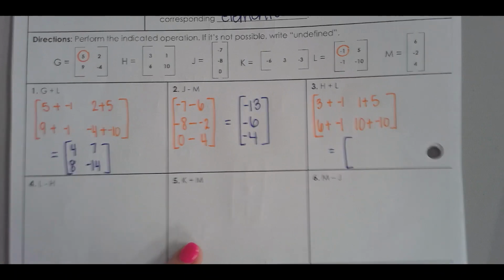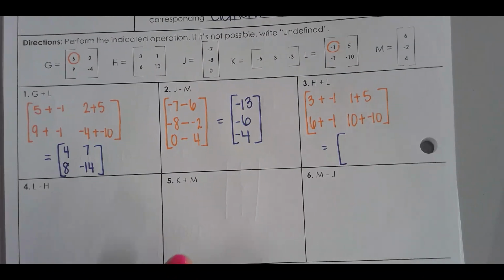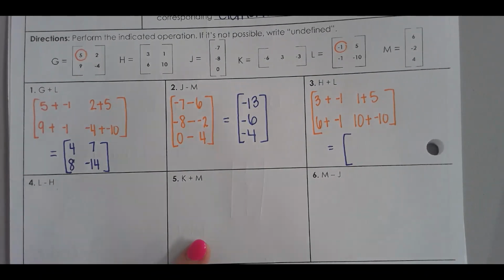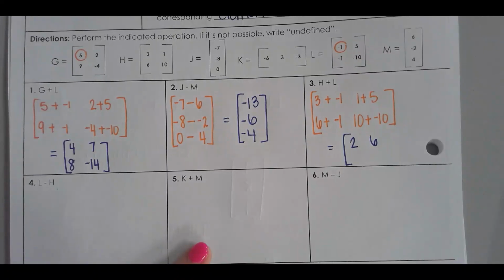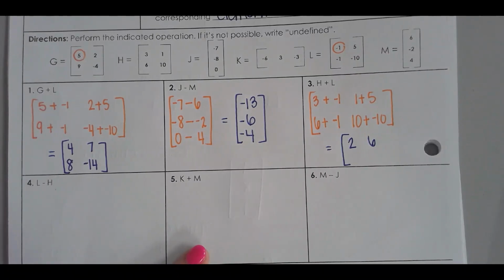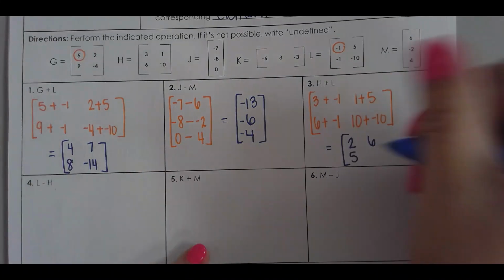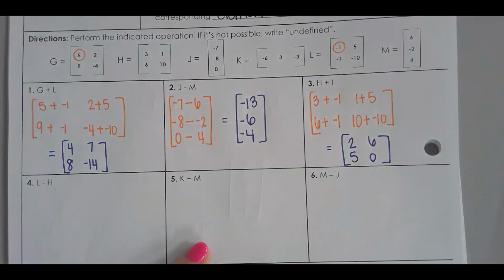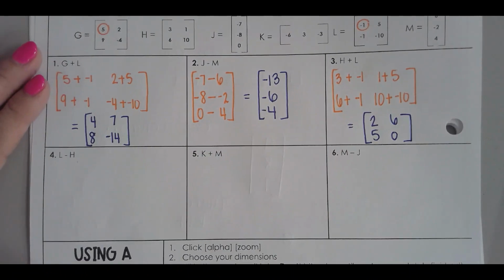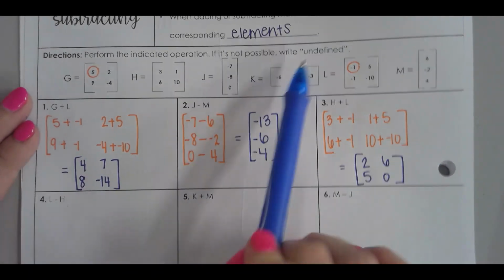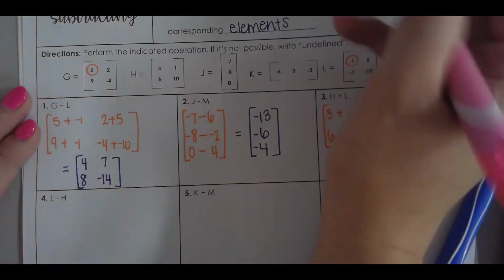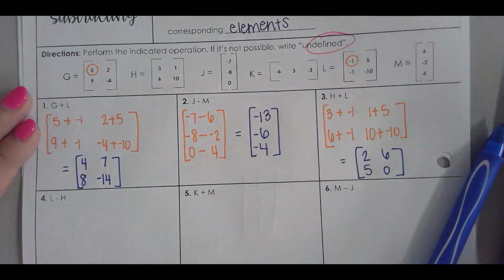What is 3 plus -1? 2. 1 plus 5? 6. 6 plus -1? 5. And 10 plus -10? 0. Okay. I want you to work on these last 3. Now in your directions it says, if it's not possible, write undefined.